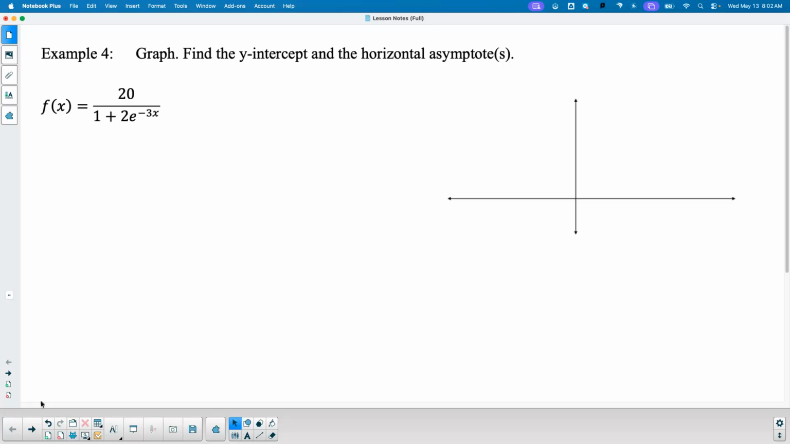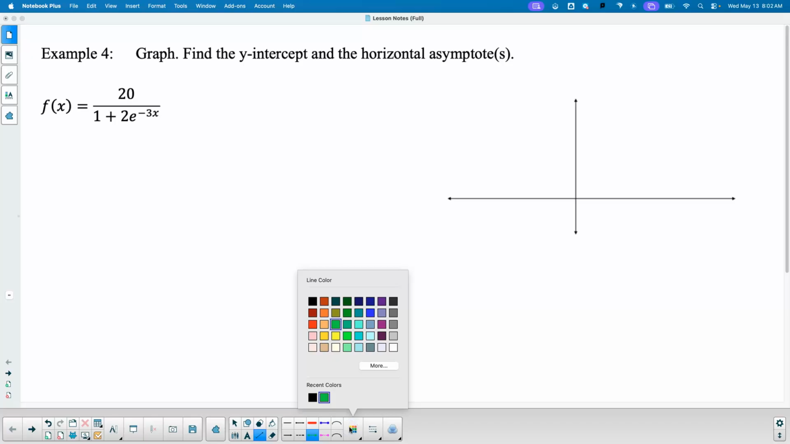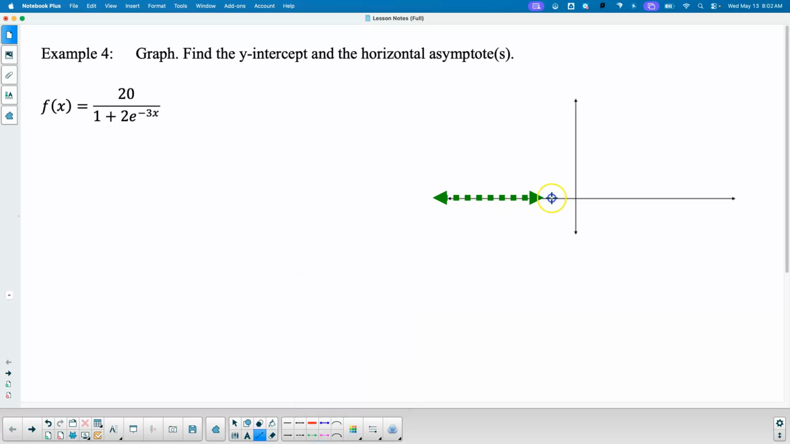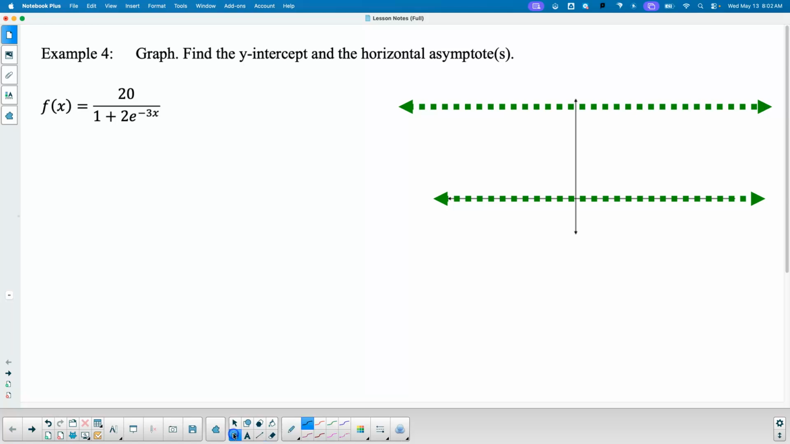Okay. Where is the first one? 0 is the first one. Y equals 0 or x equals 0? Y equals 0. And where's the second one? Y equals 20. Okay, all right. So we've got a y equals 0 and a y equals 20.